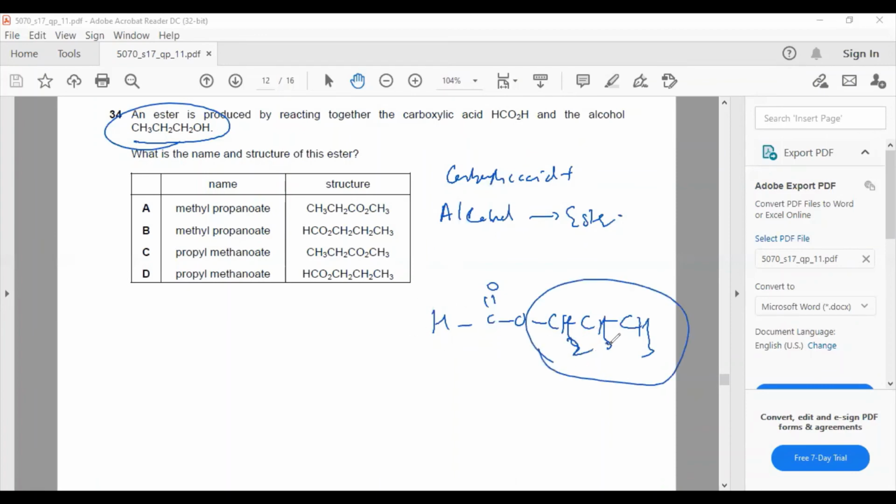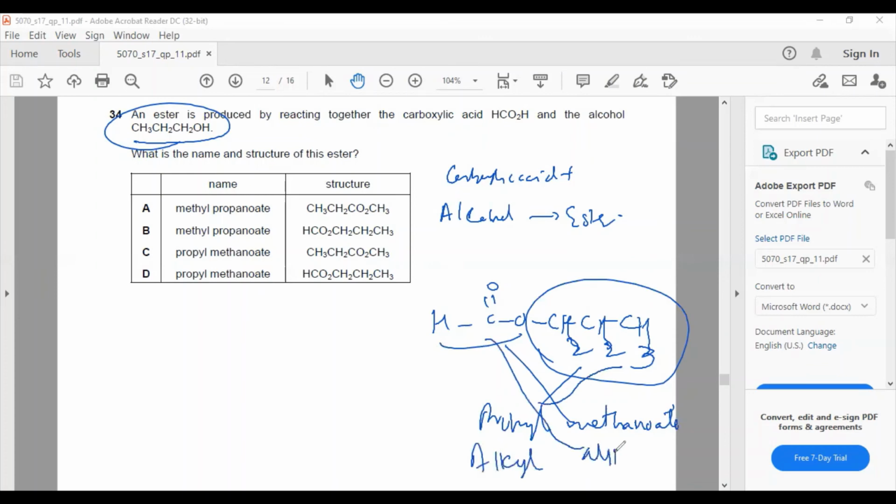We name this compound propyl methanoate. The alcohol group we call alkyl, and the carboxylic group we call alkanoate. So propyl methanoate is C.